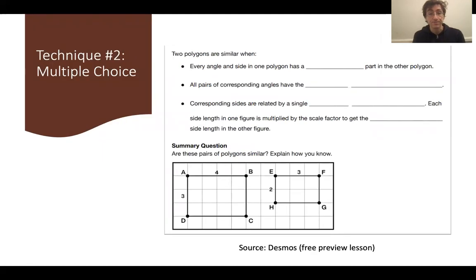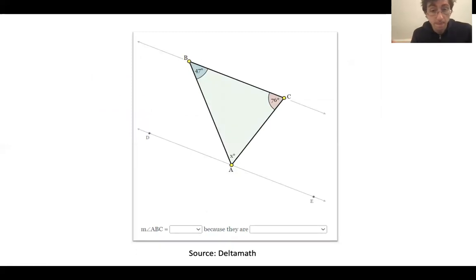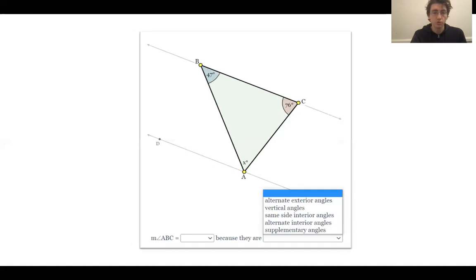The second technique I wanted to share, oh, oops, I included the same picture twice, but I apologize. It's multiple choice. So this is from another American website, Delta Math, which has a large bank of digital questions for various skills. And this is a triangle with a single missing angle, angle A, and it says the measure of angle ABC is equal to blank because they are blank. And I think this is multiple choice because when you can click in this digital environment, there's choices.